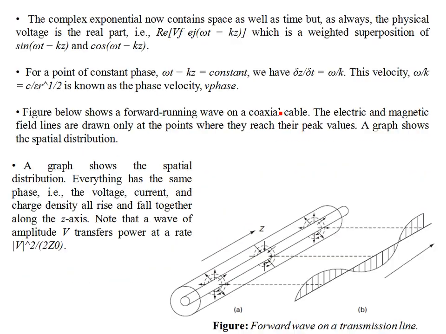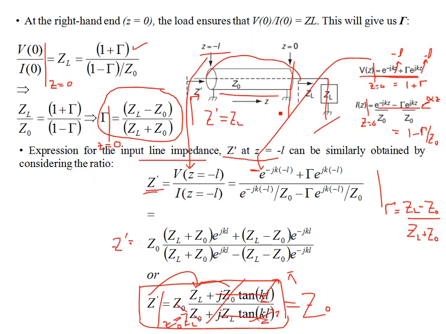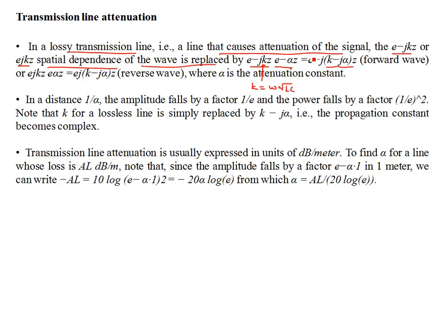But the problem is, if you are going to replace e^(-jkz) by e^(-jkz) multiplied by e^(-αz), then this propagation constant becomes complex. This is real, but k - jα, where alpha is some real attenuation constant, this whole term is complex. So for a lossy line, the first thing is that the propagation constant is complex.